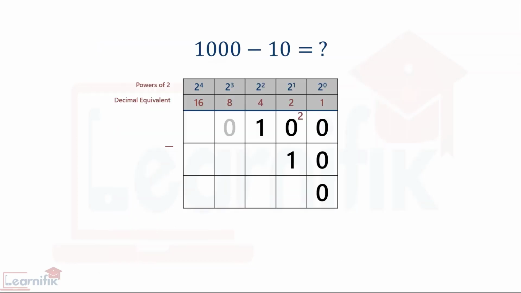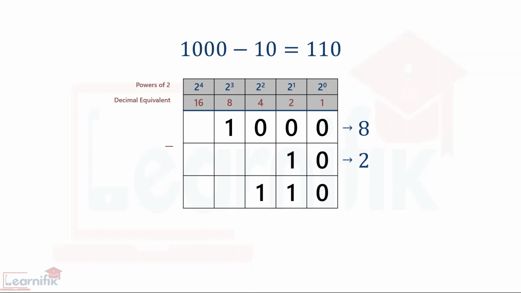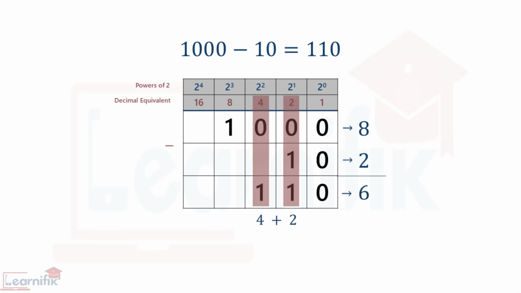On the second column, because you borrowed from the third column, you have a 2. So 2 minus 1 gives a 1. Now, on the third column, since there is nothing to subtract, just bring down the 1. Now, let's check if our answer is correct. The decimal equivalent of 100 is 8, while the decimal equivalent of 10 is 2. So 8 minus 2 is 6. So we are correct. Another example.